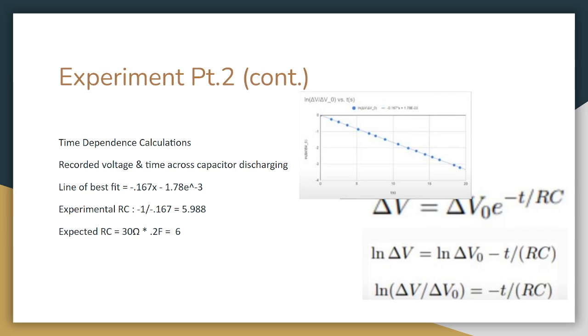Putting this into a graph, we recorded the voltage and time across the capacitor discharging to get time dependent calculations, and it tells us how long it took, with a line of best fit, for the bulb to charge. Using the calculations, we can see that our experimental calculations were close to our expected calculations.